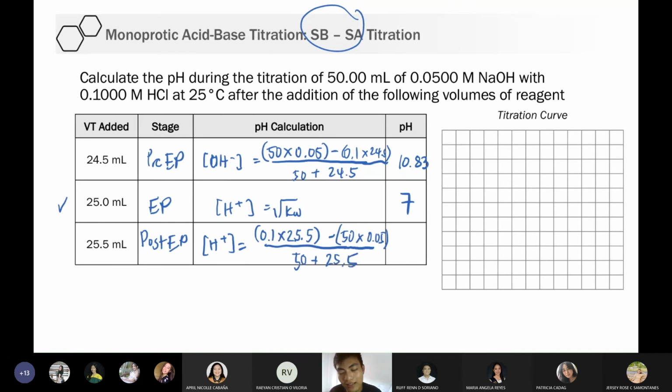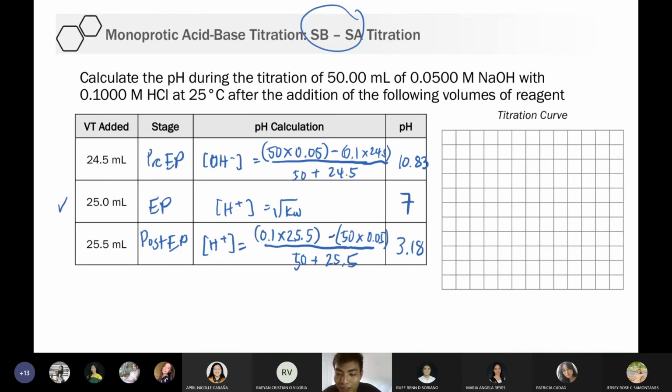Okay. Yan. Okay, so that is the equation to solve for the excess acid. Now, since we are at the post-equivalence point, 25.5 minus 50 times 0.05, over 50 plus 25.5, the answer is 3.18. Yan, okay? So good, nasusundan na natin.